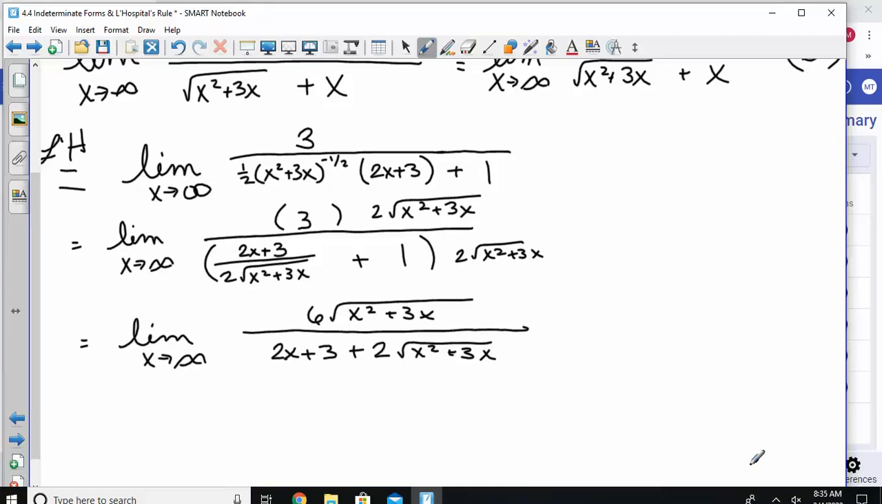We have done this problem in the past, where we just divided top and bottom by the highest power of x. The highest x I see is this x squared, but it's under a square root, so that's just x. So if you wanted, you could take top and bottom times 1 over x. And keep in mind 1 over x is the same as 1 over the square root of x squared.